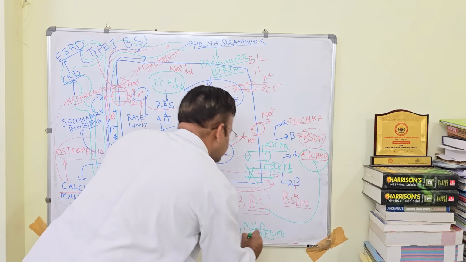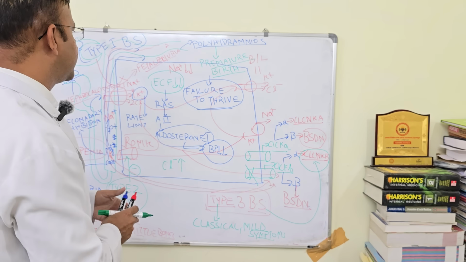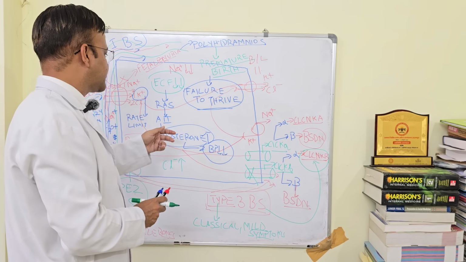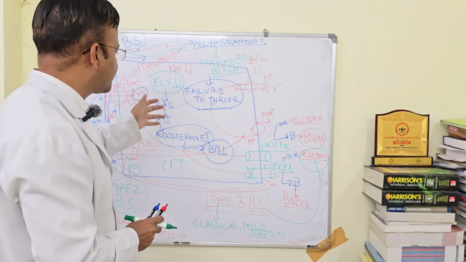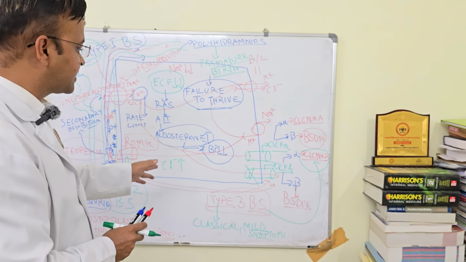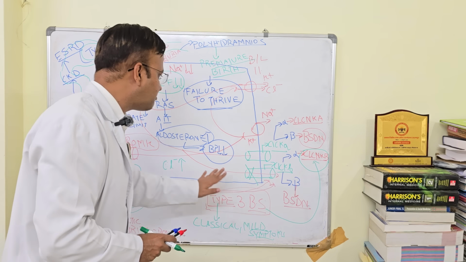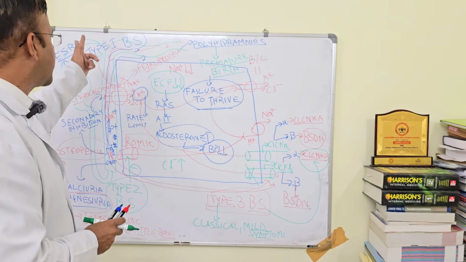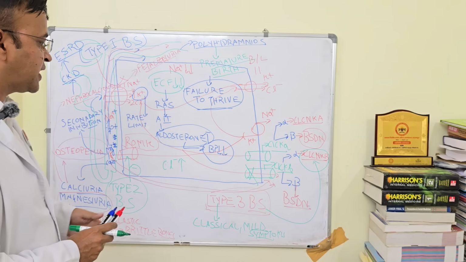So it will have everything. It will have natriuresis, loss of ECF, high aldosterone, hypokalemia, alkalosis, everything. But the symptoms will be milder compared to type 1 and type 2, right?